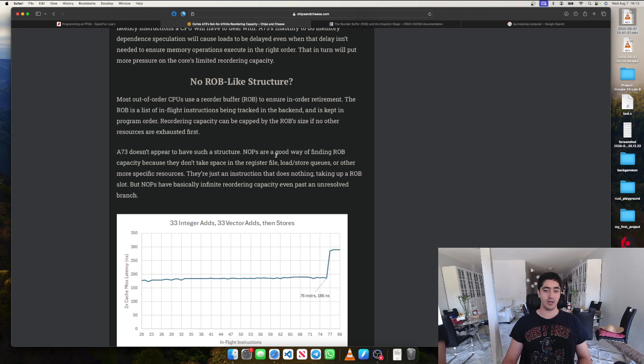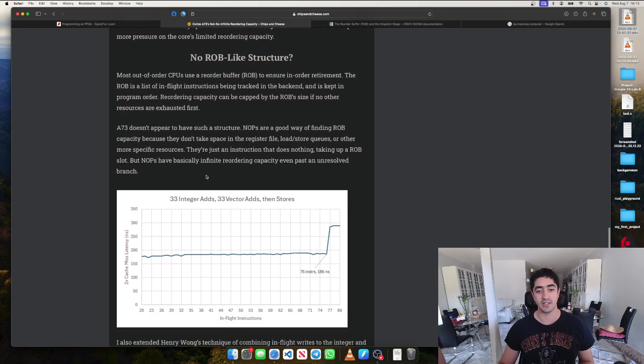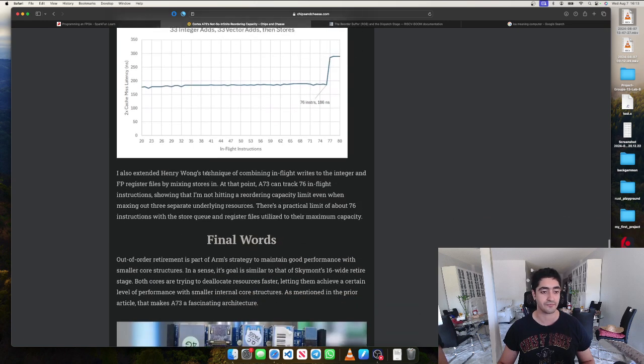NOPs are a good way of finding ROB capacity because they don't take space in the register file, load and store queues, or other more specific resources. They are just an instruction that does nothing, taking up a ROB slot, but NOPs have basically infinite reordering capacity even past an unresolved branch.